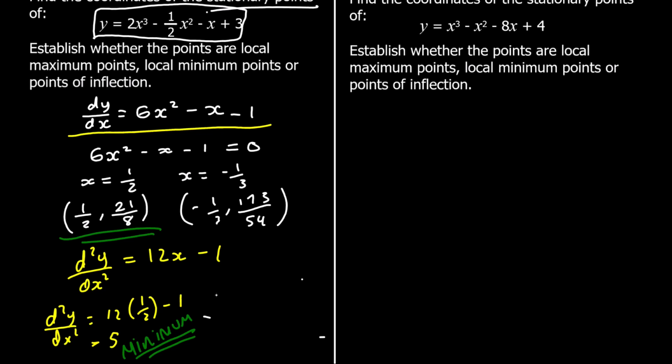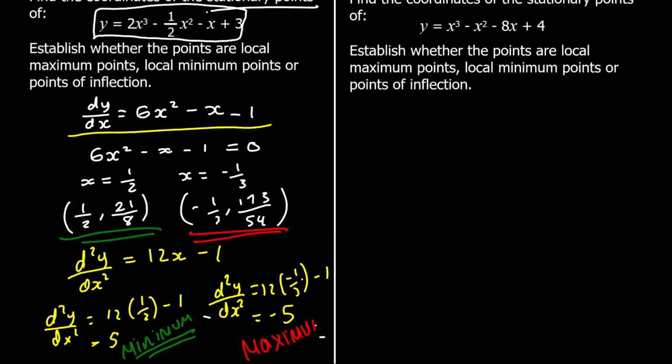And the other point, we've got 12 times minus a third, which is negative 4, take away 1. That's negative 5. The second derivative is negative, which makes it a maximum point.